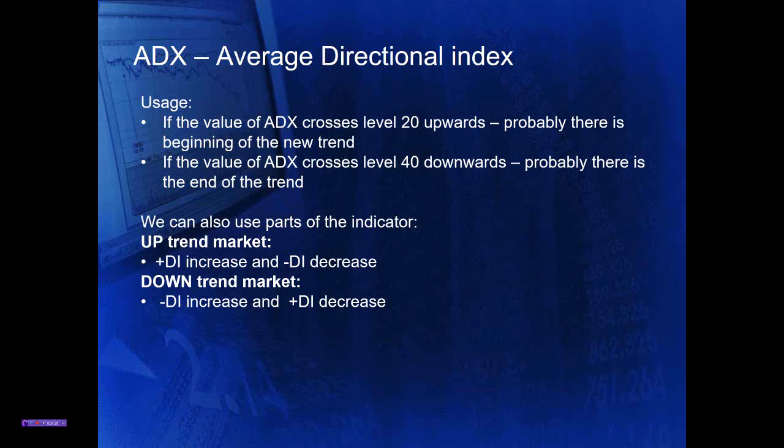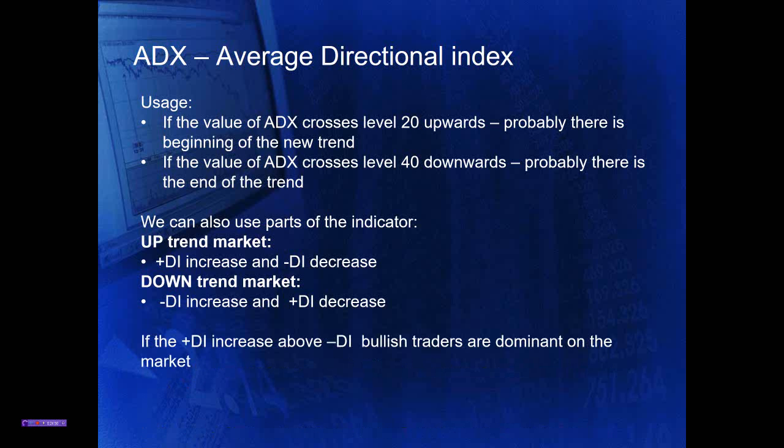You say if plus DI increases and minus DI decreases, that's an uptrend, and if minus DI decreases and plus DI increases, it's the downtrend. No, it's the same. It means if one of these two indicators is dominating the other one, so it's increasing above, or just increasing, and the other one is decreasing. That means if plus DI is increasing, uptrend. If minus DI is increasing, downtrend, and the other one has to be decreasing.